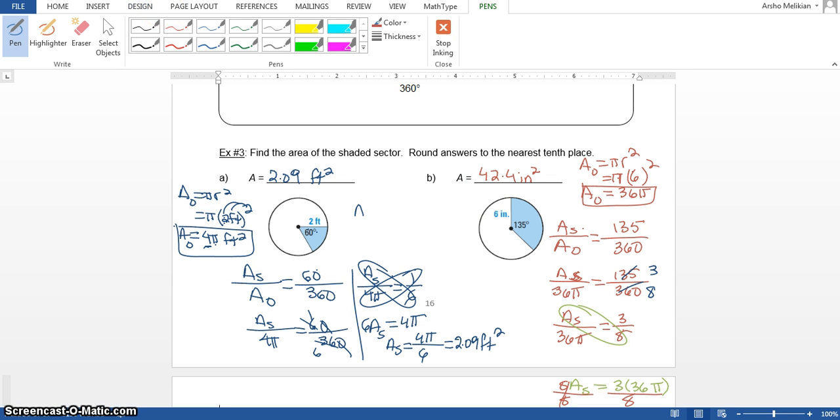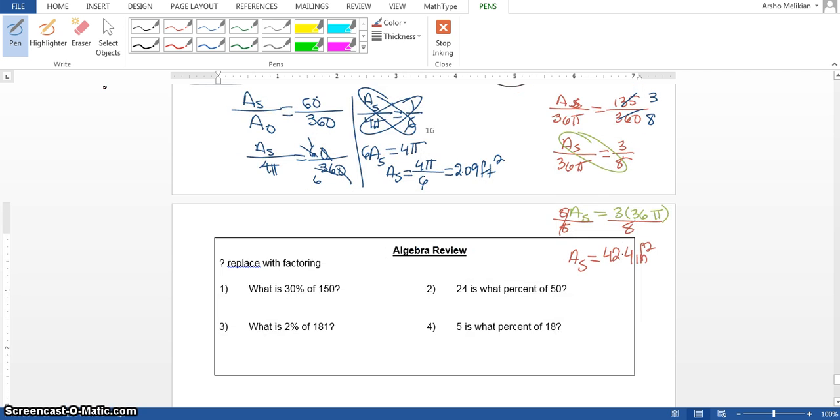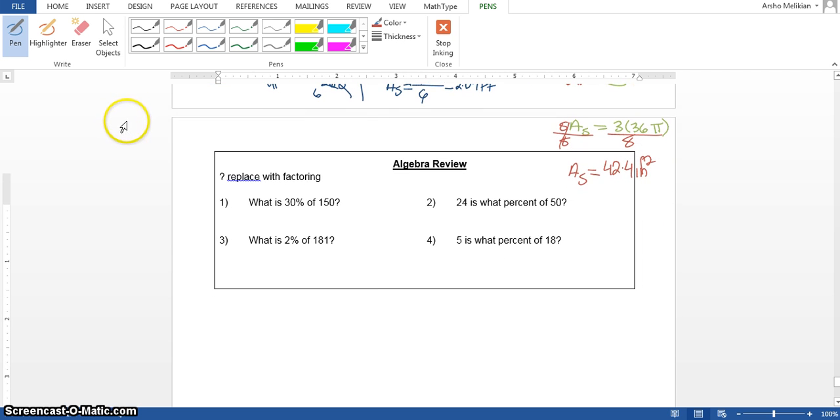Let me quickly go through the algebra review. What is 30% of 150? You could use the decimal, like 0.30, but let's do it as a proportion.